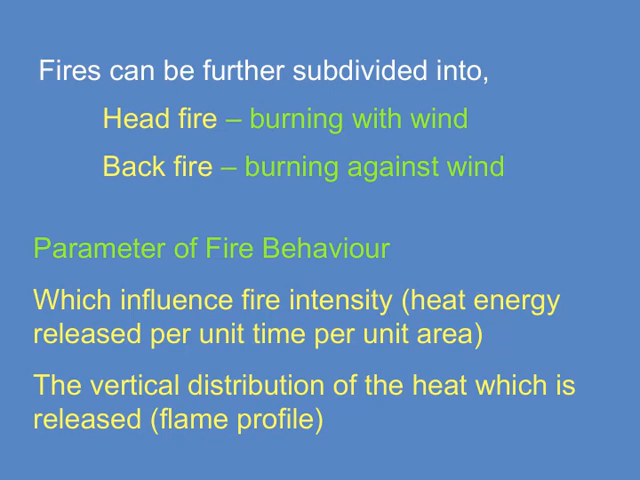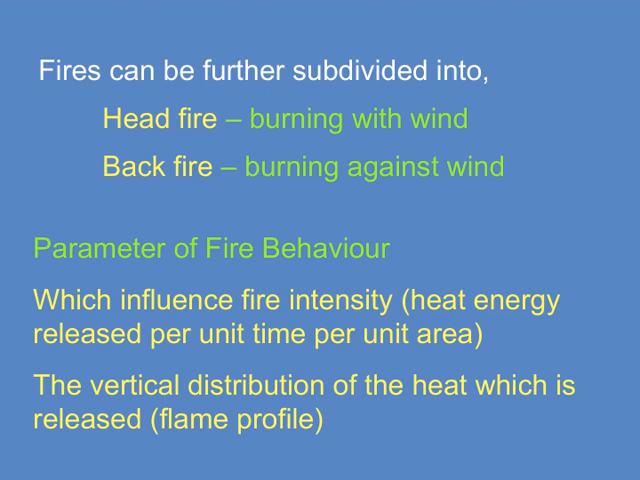Fires can be further subdivided into different types based on how they burn and the direction of their progression. One common type is the head fire, which burns with the wind and tends to spread quickly because the wind pushes the flames forward. On the other hand, there's the back fire, which burns against the wind, moving more slowly and often used as a control method to contain larger fires. Understanding these distinctions is crucial because they influence how a fire behaves and how we manage it.